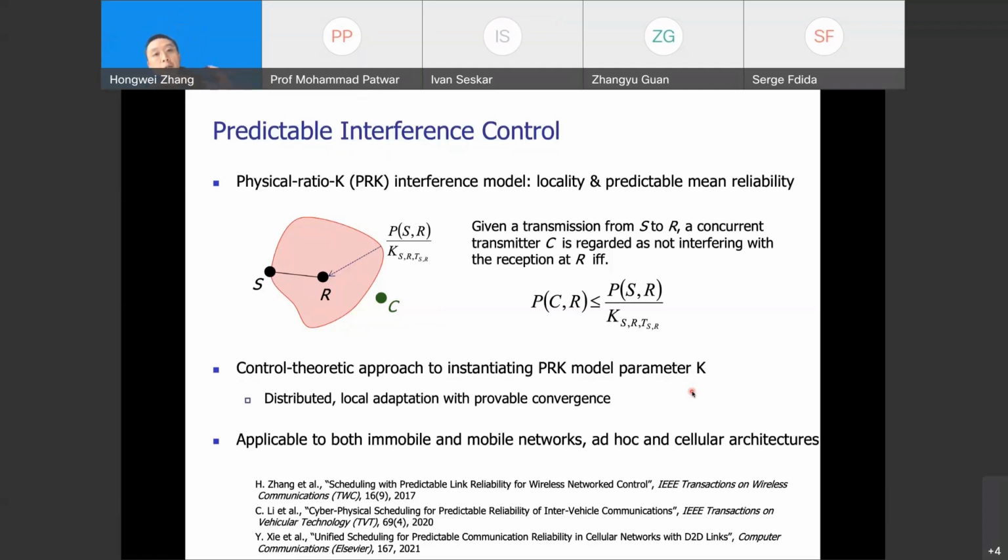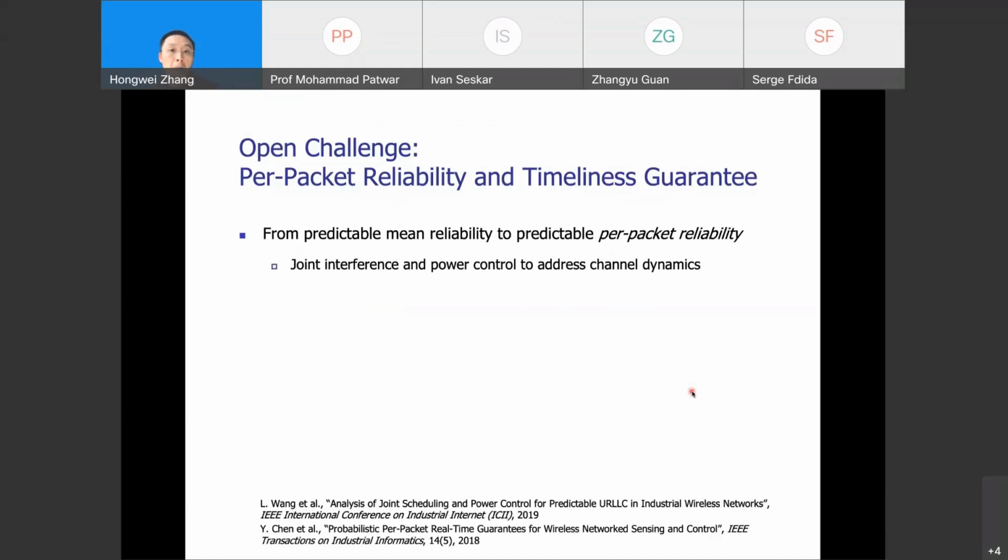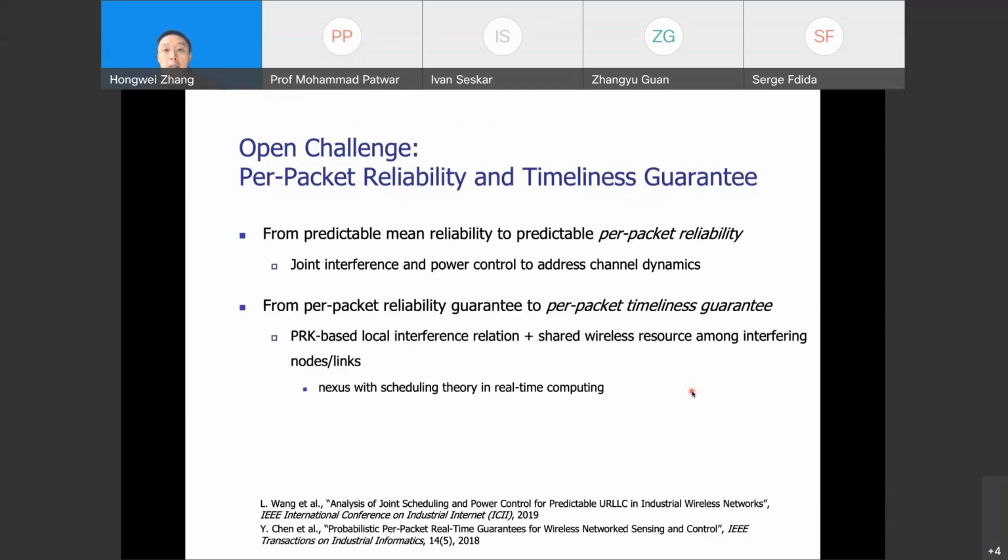With that, we can have a solution that enables local coordination to provide predictable average, or mean, reliability. One of the open challenges is how we go from the mean reliability guarantee to a per-packet reliability guarantee in arbitrary network settings, so that per-packet reliability can be a basis for enabling per-packet timeliness assurance. The locality of the interference relation enabled by the PRK interference model turns out to be a mechanism that can facilitate a lot of design decisions. We have made some progress there, but because of time, I'm going to skip the details, and folks can check out the references later on.